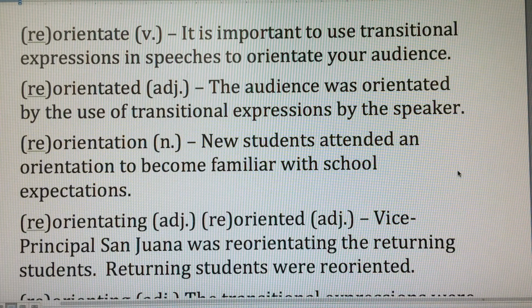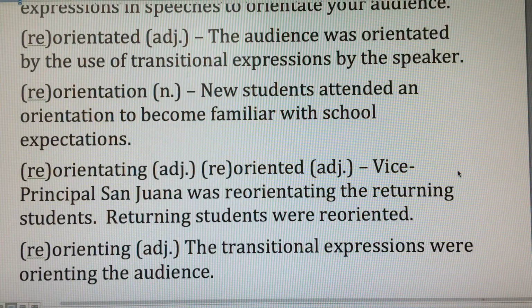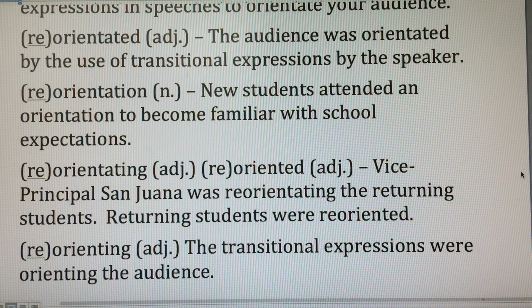Orientating or oriented. Vice principal San Juana was reorienting the returning students, or you can say the returning students were reoriented. And orienting, the transitional expressions were orienting the audience. So again, orientate, orient, similar, and their familial forms, whether you use orientating or orienting, is similar as well.